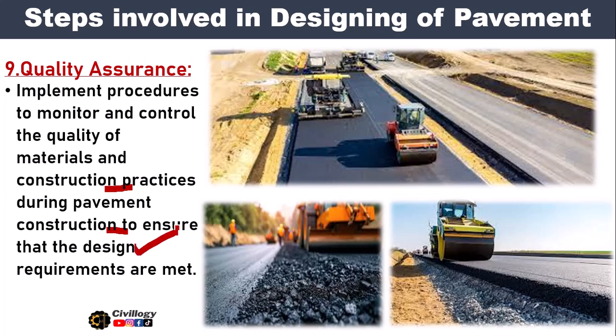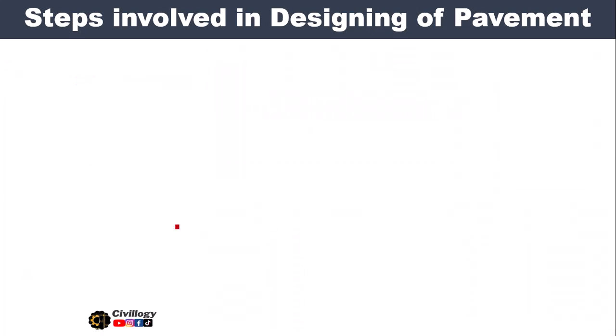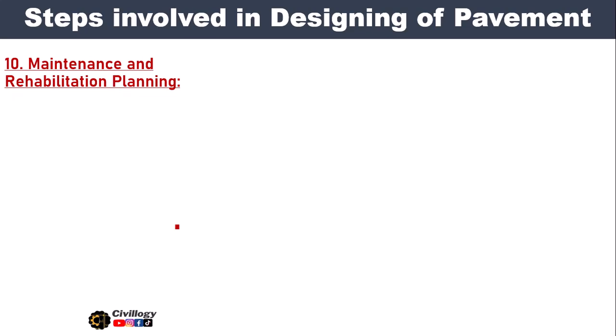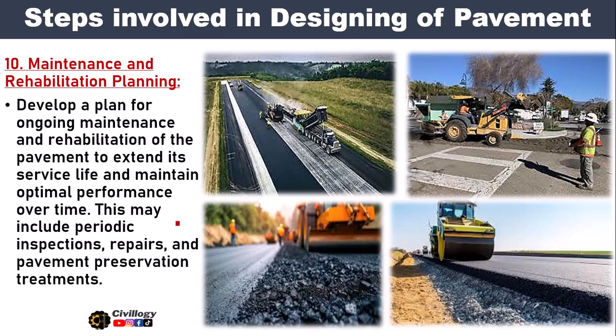The tenth step involved in designing of pavement is maintenance and rehabilitation planning. Develop a plan for ongoing maintenance and rehabilitation of the pavement to extend its service life and maintain optimal performance over time. This may include periodic inspections, repairs, and pavement preservation treatments. So guys, these were the 10 steps which are involved in designing of pavement as per AASHTO.